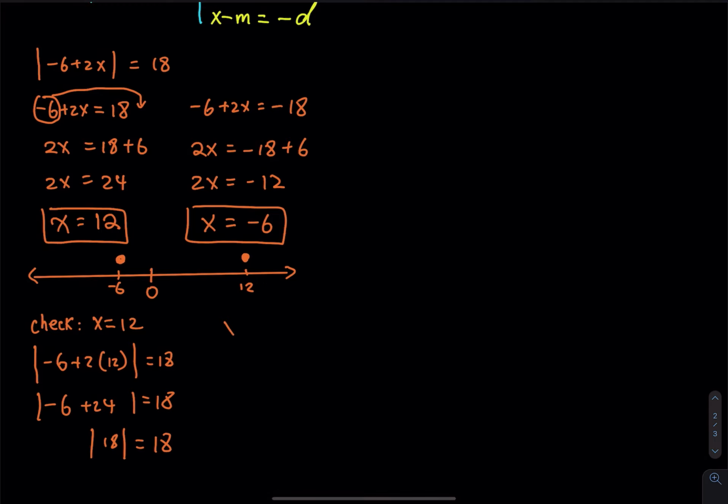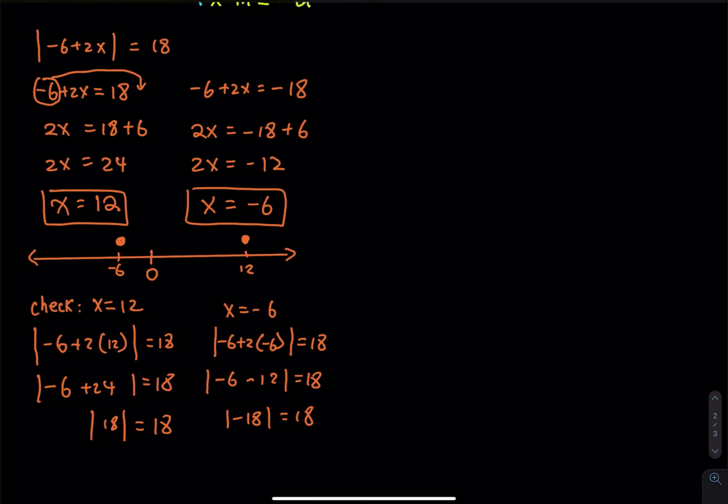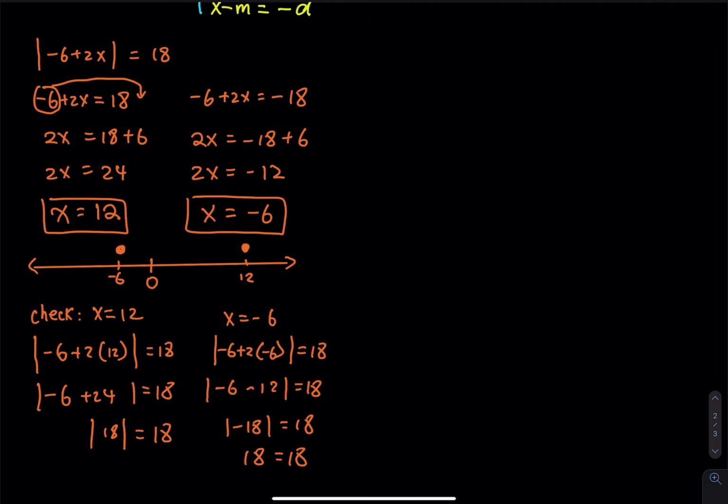How about x equals negative 6? Then we have negative 6 plus 2 times negative 6 equals 18. Then this is negative 6 minus 12 equals 18. Negative 6 minus 12 is negative 18. So when you take the absolute value of a negative, that becomes positive. So 18 equals 18. So we know this is correct.